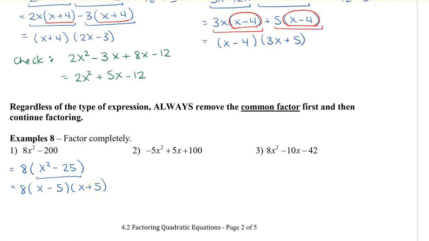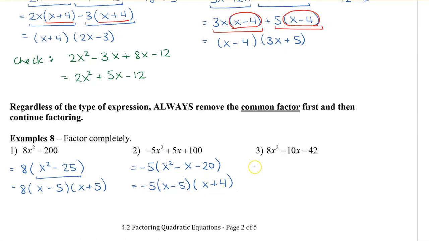Now, when we factor, we need to keep bringing the other numbers down. So the 8 should keep following all the way through. In the second question, I can factor out a negative 5. So then I have x squared minus x minus 20. So bring down the negative 5 again. Now I factor this trinomial. I'll find two numbers that multiply to negative 20 and add to negative 1. And that's going to be x minus 5 and x plus 4.